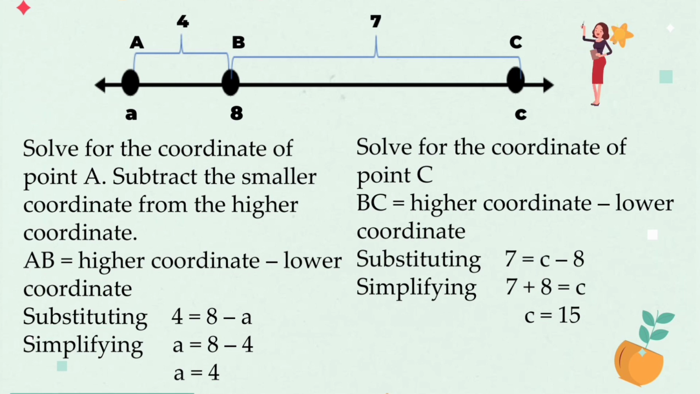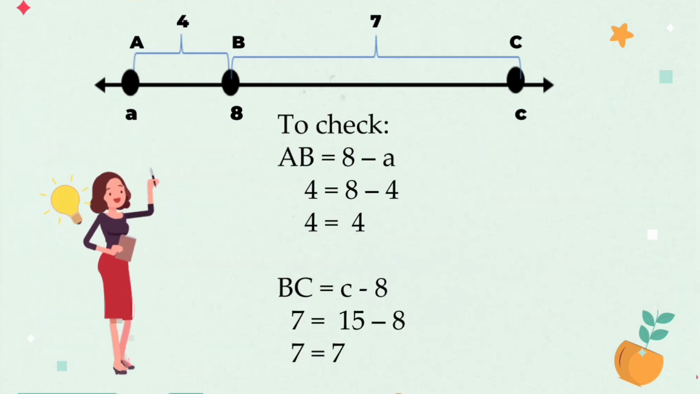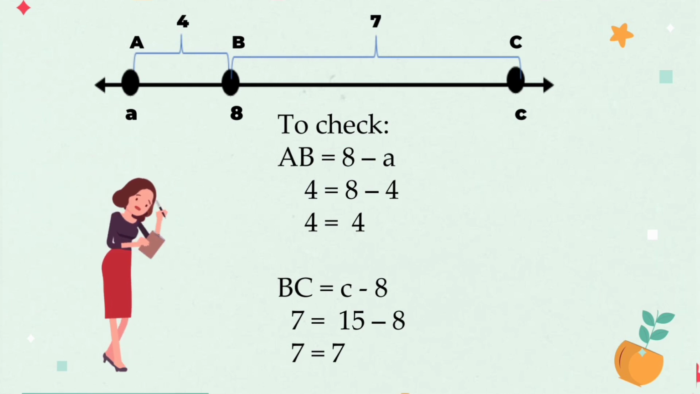Solve for the coordinate of point C. BC equals higher coordinate minus lower coordinate. Substituting, 7 equals C minus 8. Simplifying, 7 plus 8 equals C. C is equal to 15. To check, AB equals 8 minus A. 4 equals 8 minus 4. 4 is equal to 4. BC equals C minus 8. 7 equals 15 minus 8. 7 is equal to 7.